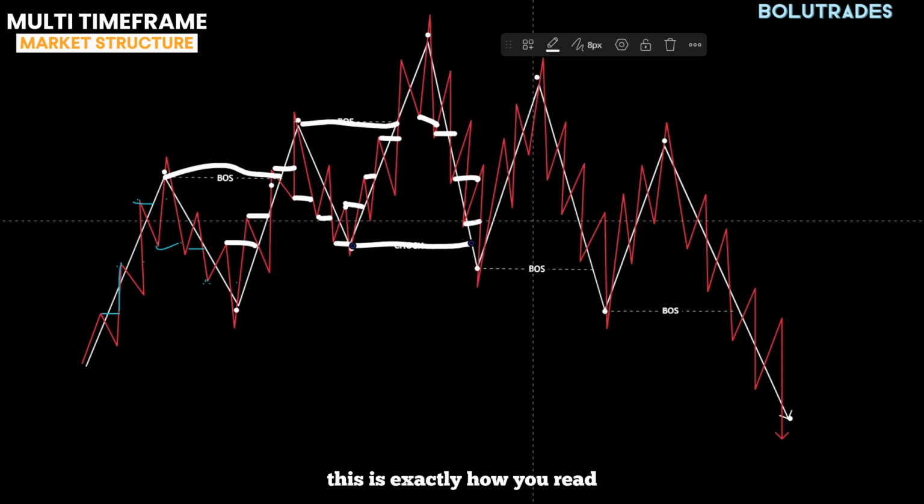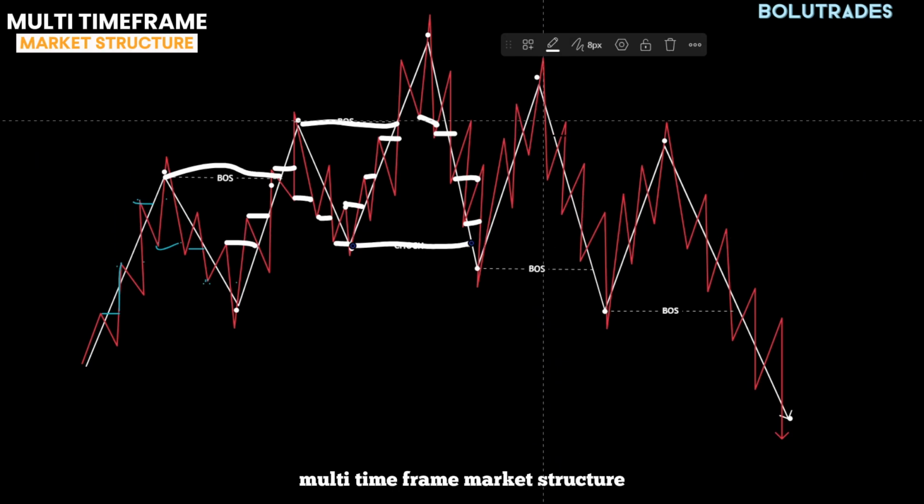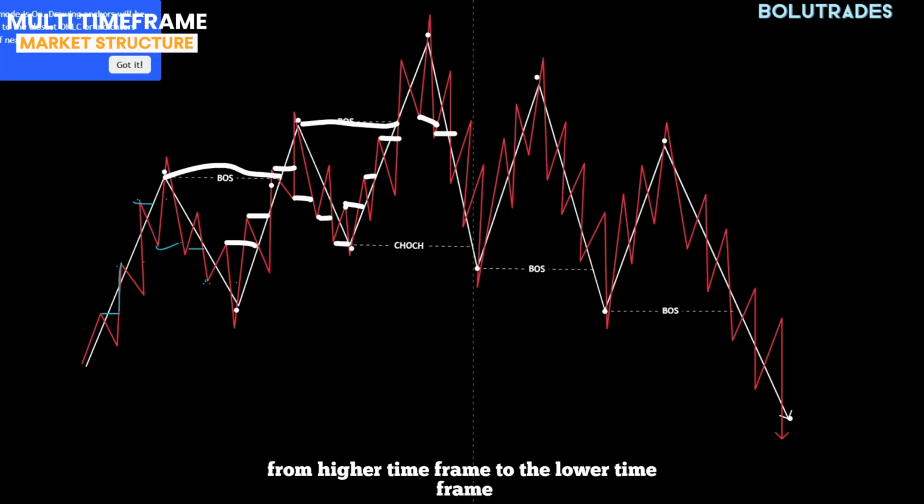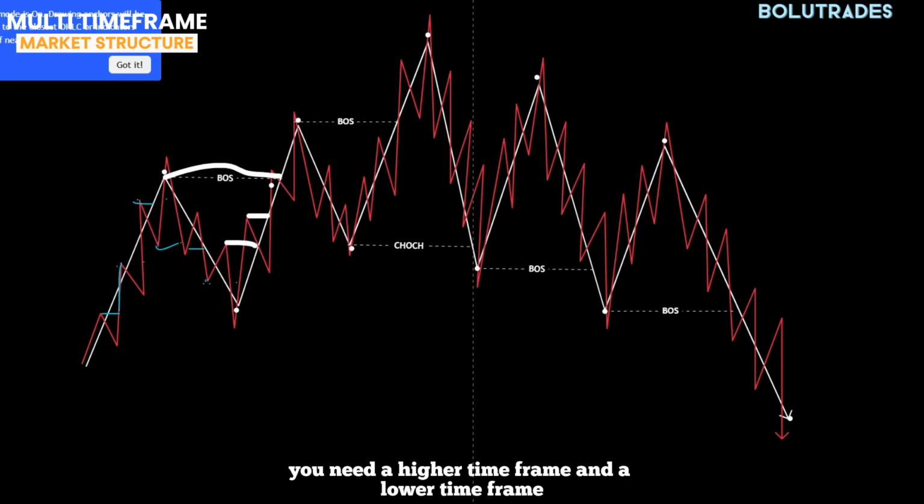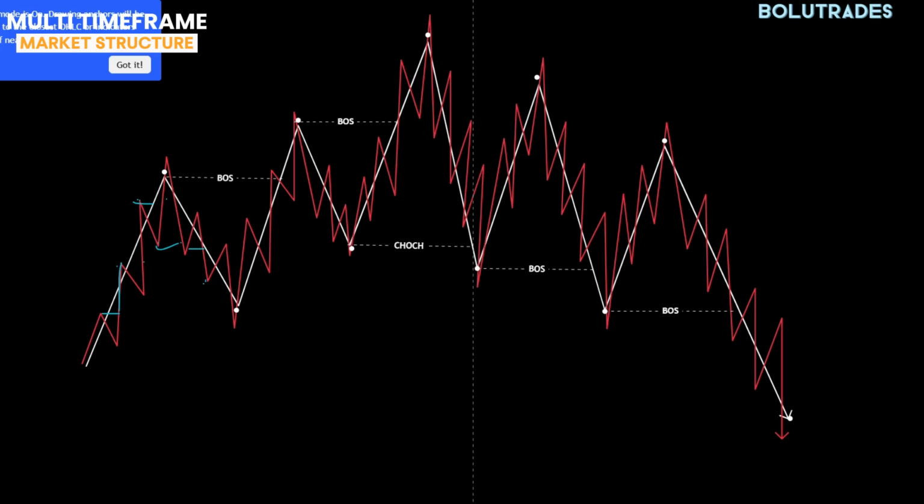So this is exactly how you read multi-time frame market structure from higher time frame to the lower time frame. One thing I want you to also remember is you need a higher time frame and a lower time frame to be able to understand multi-time frame market structure. Meaning you need the daily time frame or the 4 hours time frame to be able to understand the direction of the market. So what I want you to do now is move on into the price chart, the back test, and practice how this works in the financial market.